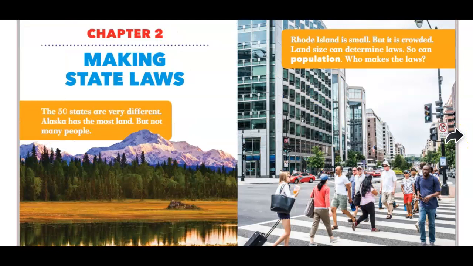Chapter 2. Making State Laws. The 50 states are very different. Alaska has the most land, but not many people. Rhode Island is small, but it is crowded. Land size can determine laws. So can population. Who makes the laws?